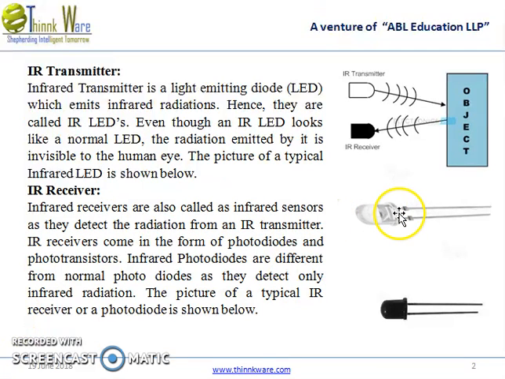This is the IR transmitter and this is the IR receiver. The IR transmitter transmits the infrared waves which strike the surface of the object and are further received by the IR sensor.